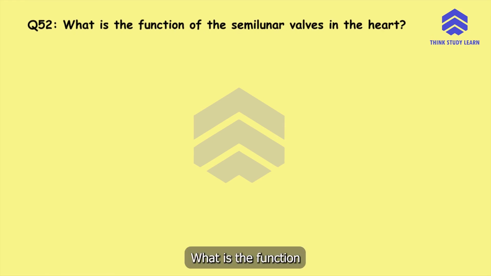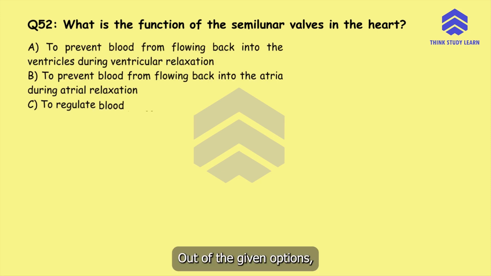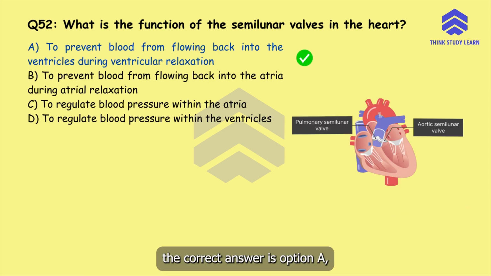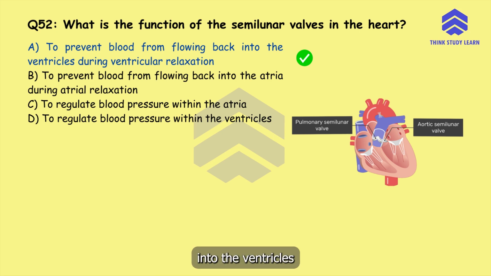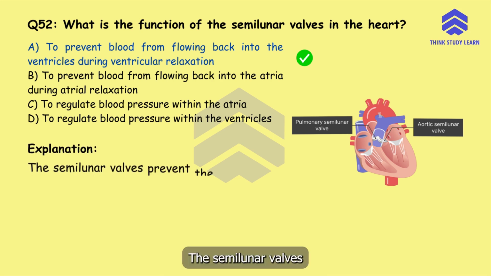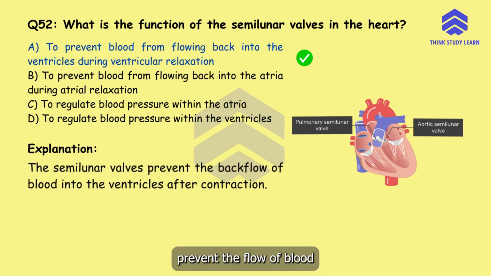Question number 52. What is the function of the semilunar valves in the heart? Out of the given options, the correct answer is option A, to prevent blood from flowing back into the ventricles during ventricular relaxation. The semilunar valves prevent the backflow of blood into the ventricles after contraction.